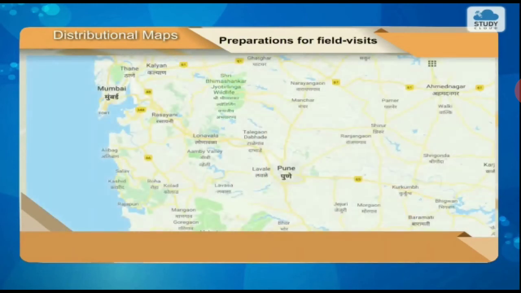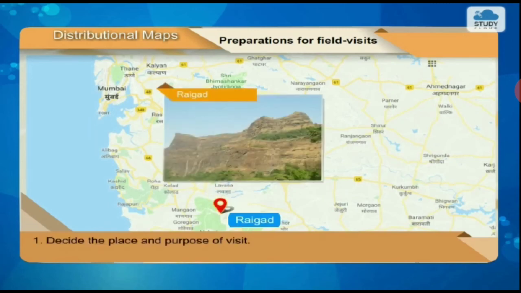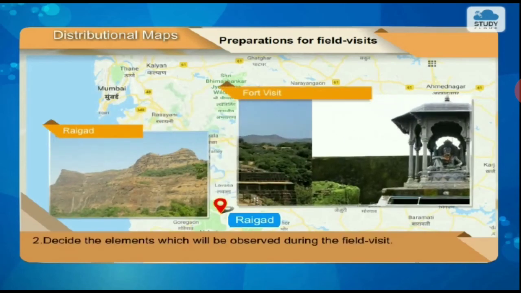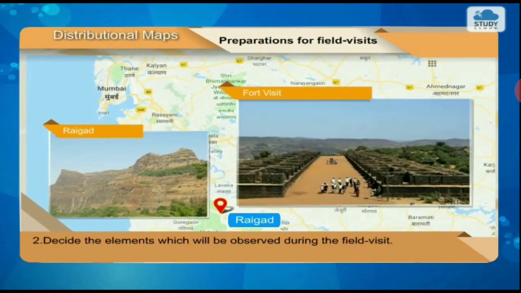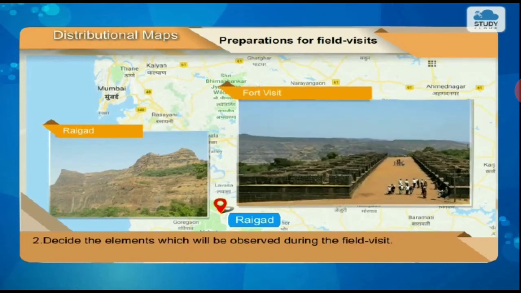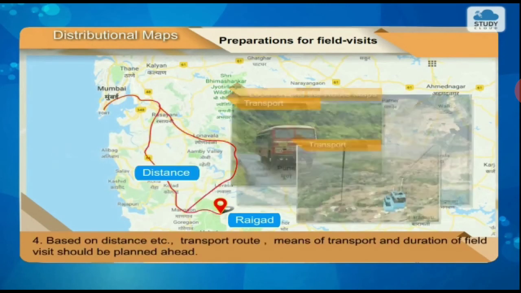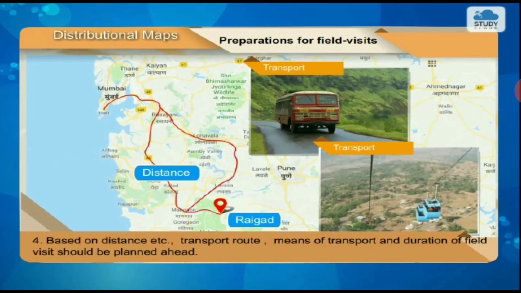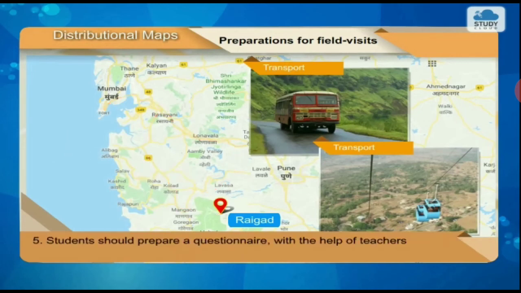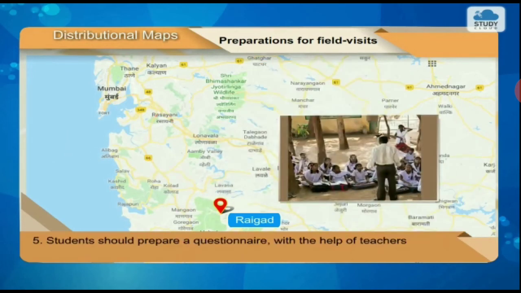Preparation for field visits. Before going to the field, decide the place and the purpose of the visit. Second, decide the element which is to be observed during the field visit. Third, study the location and the route map of the place to be visited. Fourth, based on the distance, etc., transport route, means of transport, and duration of the field visit should be planned ahead. Students should prepare a questionnaire with the help of the teacher.